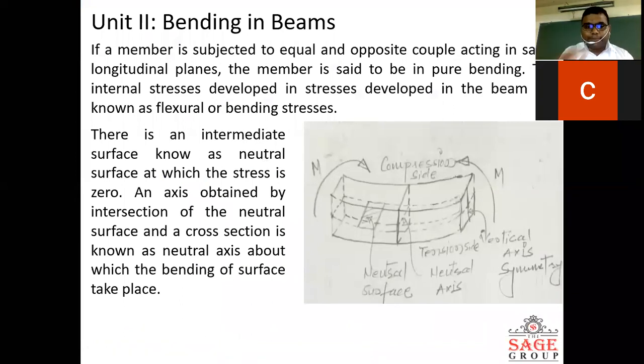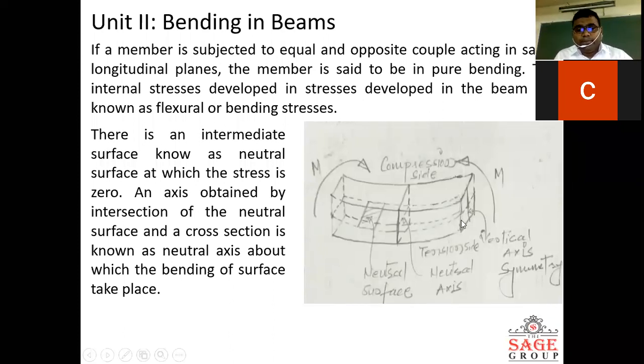This is our slide. Here we are going to discuss bending, so let's try to understand what bending is. The second unit is bending in beams. If a member is subjected to equal and opposite couples acting in the same longitudinal plane, the member is said to be in pure bending. It is simple to understand.